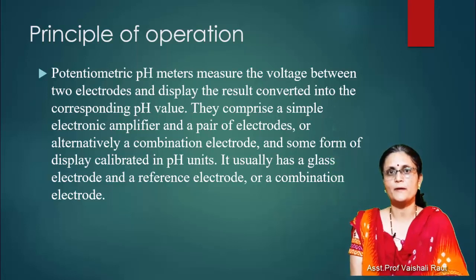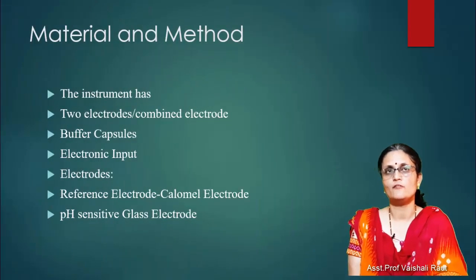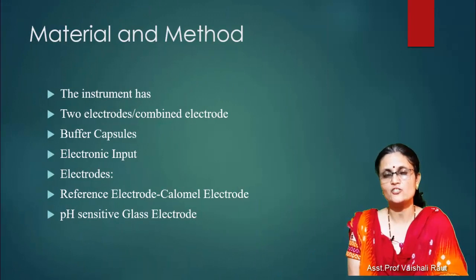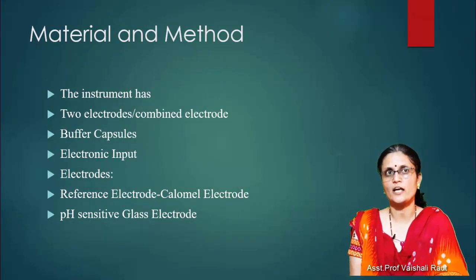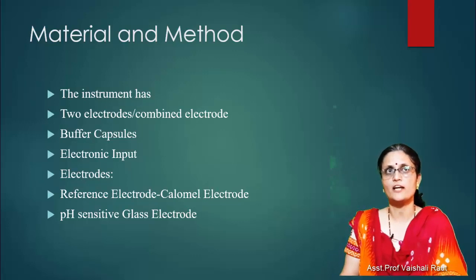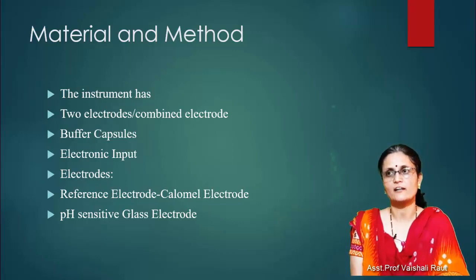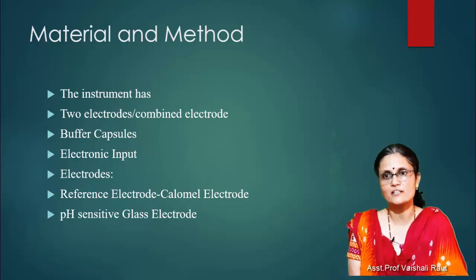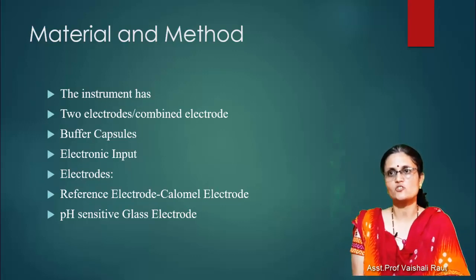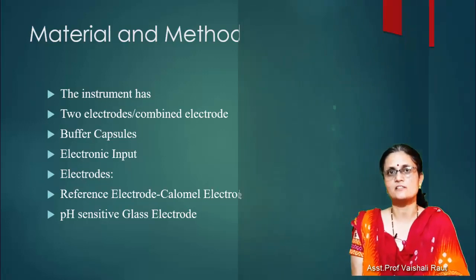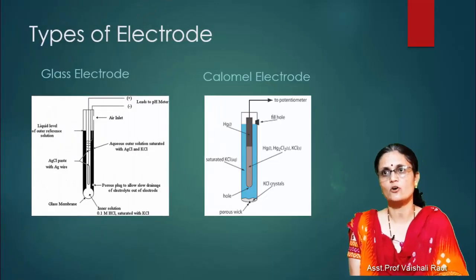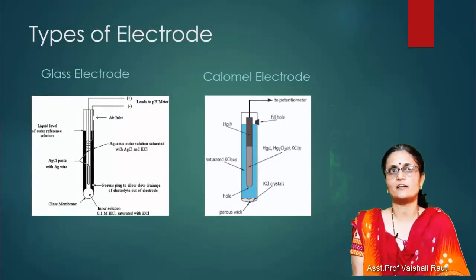Glass electrode is a pH sensitive electrode and reference electrode is a calomel electrode, which is a secondary reference electrode. In addition to these, the instrument also contains buffer capsules and an electronic input device. Now the introduction of the two types of electrodes. The two electrodes are glass electrodes, as we have already discussed. It is a glass electrode which is actually going to give us the pH of the solution. It is pH sensitive glass electrode. And another electrode is a calomel electrode, which is a secondary reference electrode.